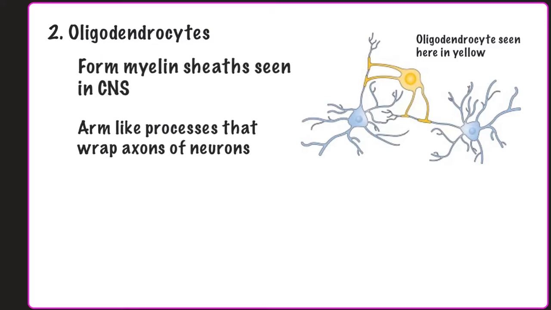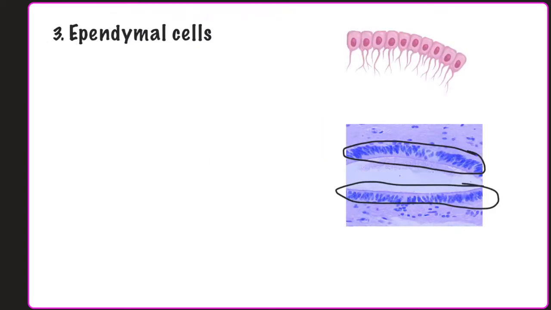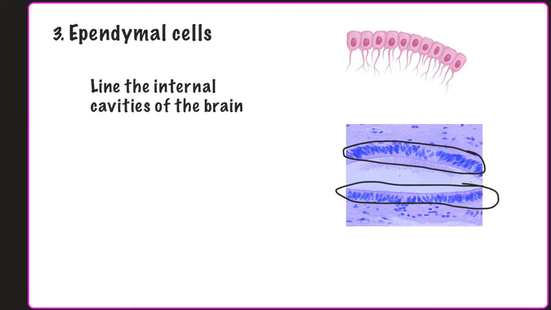Ependymal cells are also found within the central nervous system. These cells are responsible for lining the internal cavities of the brain. They are actually a cuboidal epithelium with cilia on its apical surface. Remember, the apical surface is the surface that is going to be towards the cavity, so it has cilia on that side, those little hair-like structures.